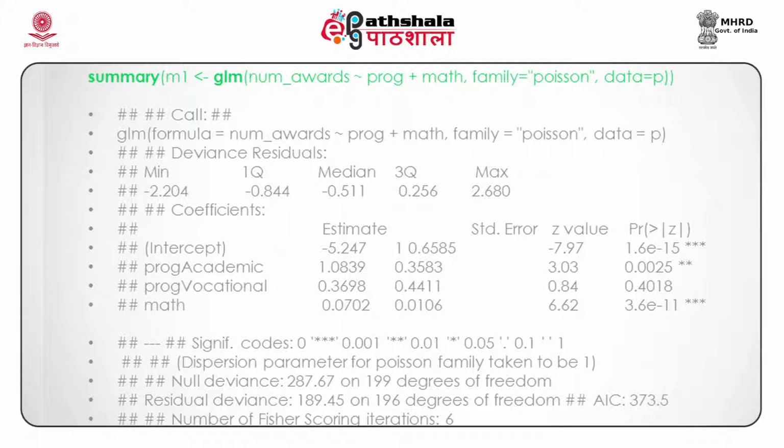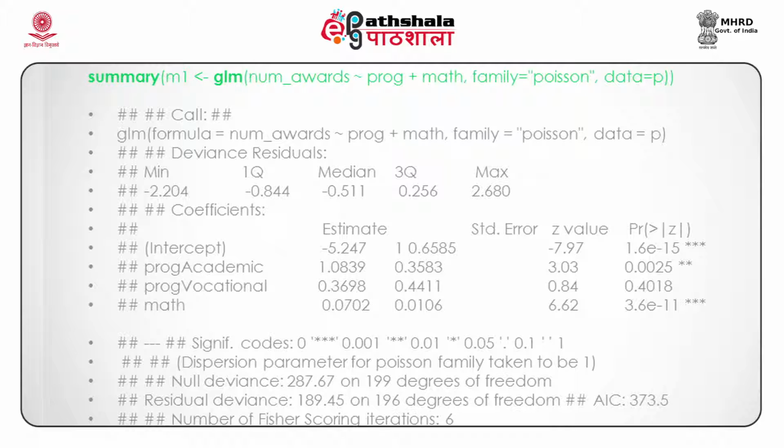For each of these there are 4 columns giving the estimate, the standard error, the z value, and the corresponding p values. So you can see that intercept, academic, and math are all statistically significant, and this is marked by a certain number of asterisks. The explanation for the number of asterisks is given below. So for example, 3 asterisks mean significance at the 0.001 level, and so on.